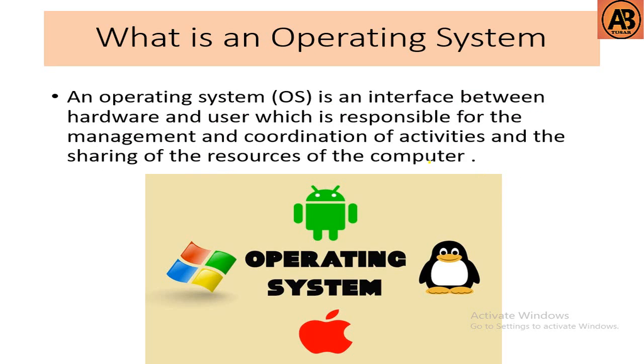Then operating system. What is an operating system? An operating system is an interface between hardware and user, which is responsible for the management and coordination of activities and the sharing of resources of the computer. There are different types of operating systems such as Microsoft Windows, Android, Linux, Apple, etc.